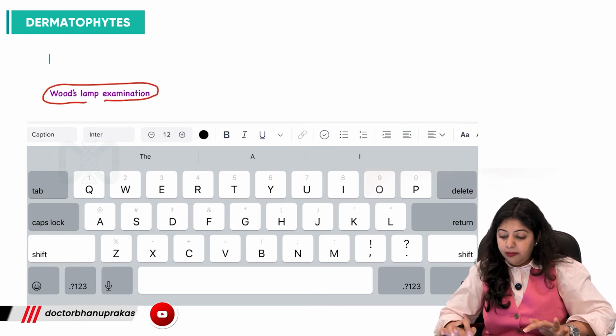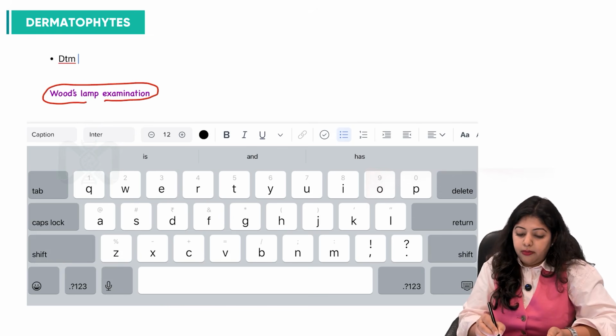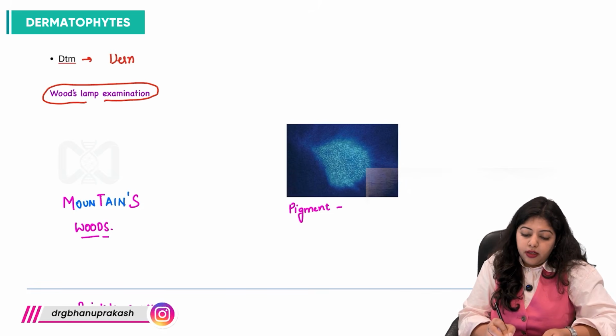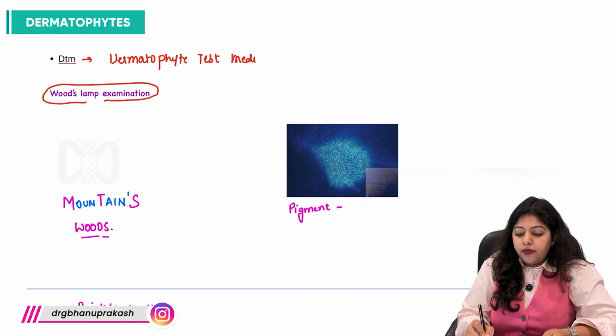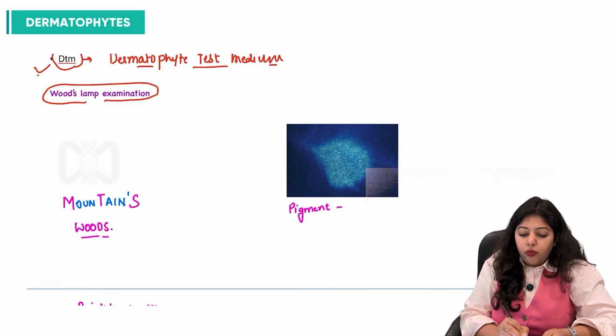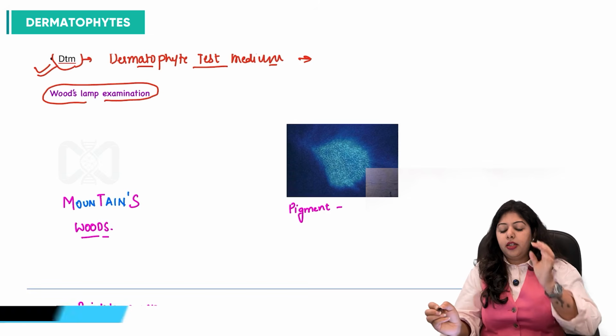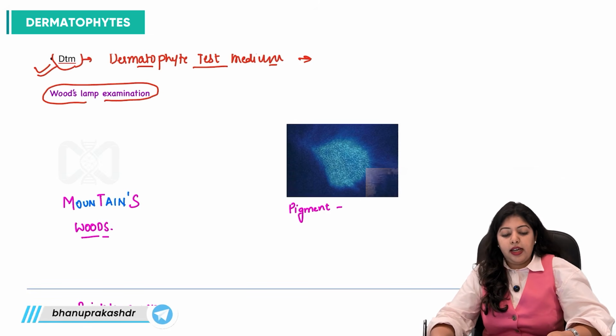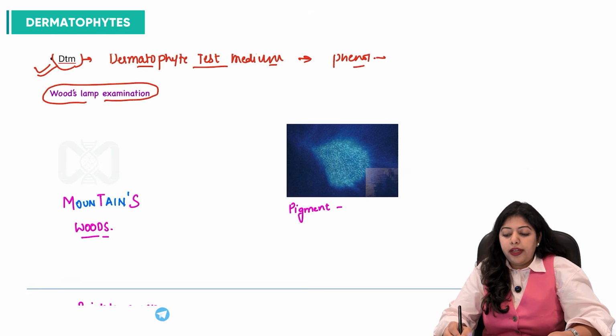It is the DTM media, which is nothing but dermatophyte test medium, which is specifically used for identification of dermatophytes. So what do we do in this type of identification test? This particular media has a specific indicator, which is phenol red. So what do these dermatophytes do?